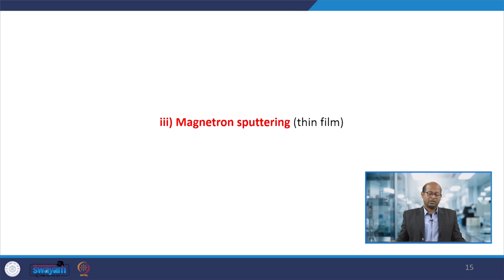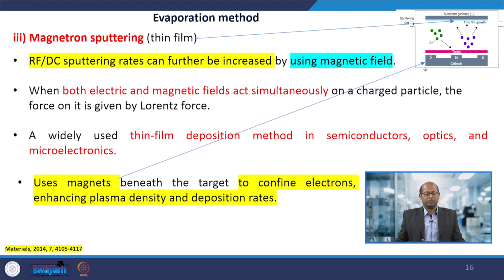So next is magnetron sputtering. In this process we can produce thin films. In radio frequency or DC sputtering, rates can further be increased by using magnetic fields. So either radio frequency or DC sputtering, both we can use for thin film formation. Both of these are evaporation methods. So apart from these two, to enhance their efficiency, we can use some magnetic fields.